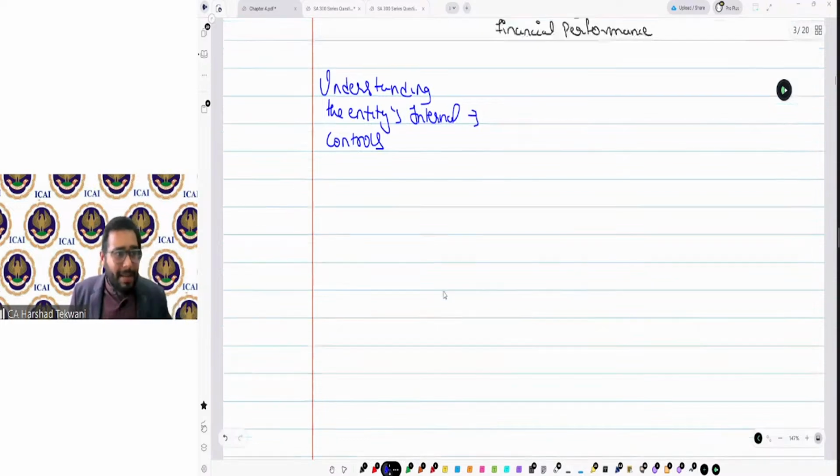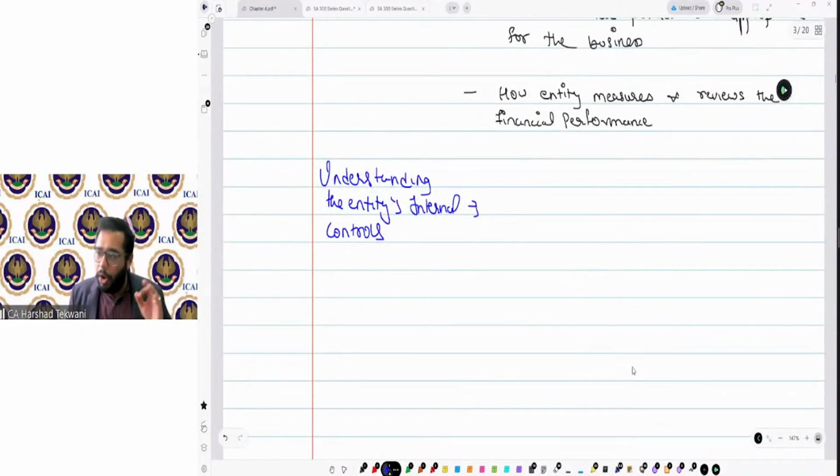Now, when I say understanding the entity's internal control, auditors are required to obtain understanding of internal control relevant to the audit. Okay. But there could be some controls that might not be relevant or related to the financial reporting. So a control can be related to the financial reporting, or not related to it, but still be relevant to audit. Two things.